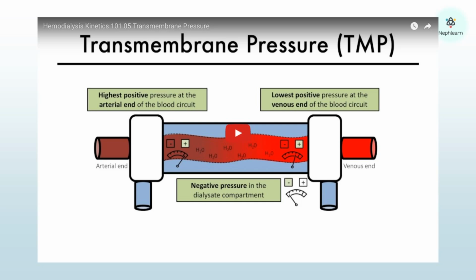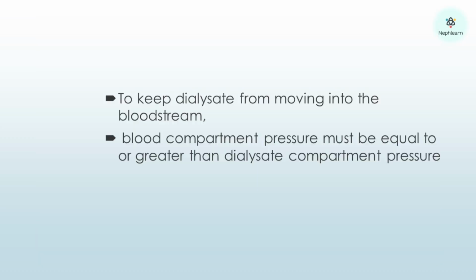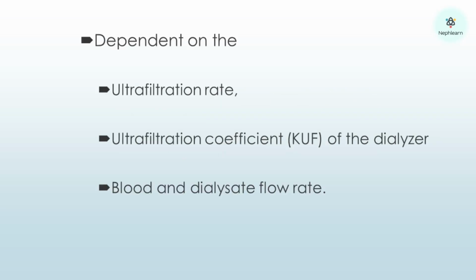Transmembrane pressure is the difference in pressure between the filtrate and the permeate sides of the dialyzer membrane. It can be calculated by subtracting the venous pressure from the dialysate pressure. To keep dialysate from moving into the bloodstream, the blood compartment pressure must be equal to or greater than dialysate compartment pressure.